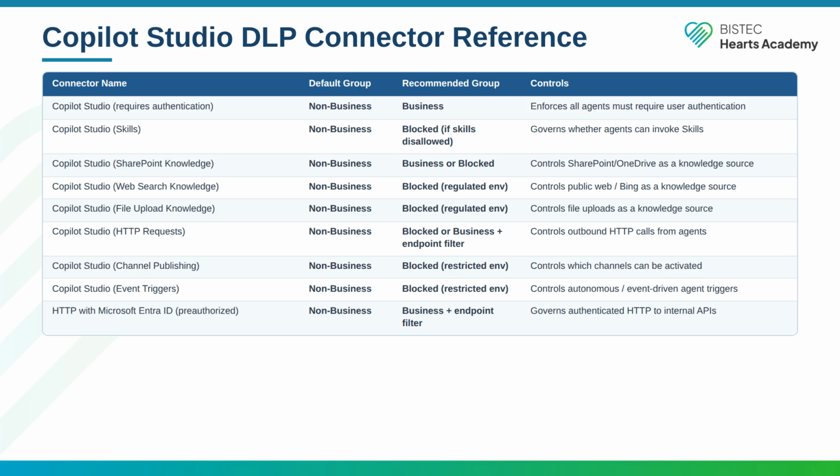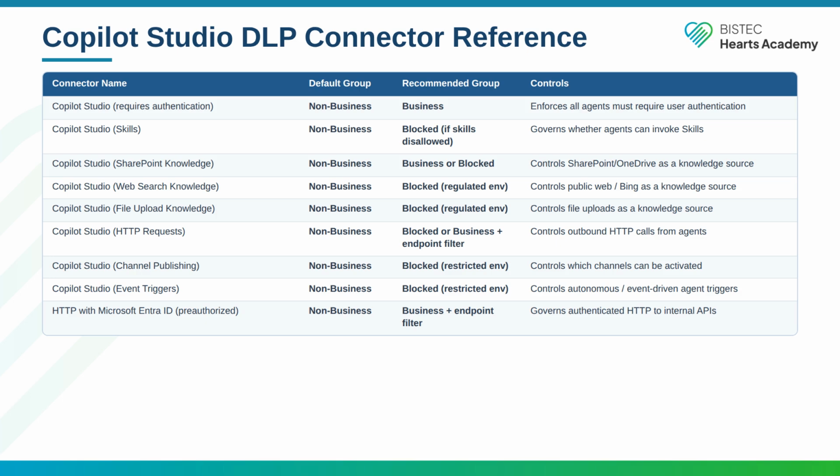The Channel Publishing Connector controls which channels agents can be activated on. Block it in restricted environments to prevent publication to unapproved channels. The Event Triggers Connector controls autonomous and event-driven agent behavior. Block it in environments where only interactive, user-initiated conversations are permitted.